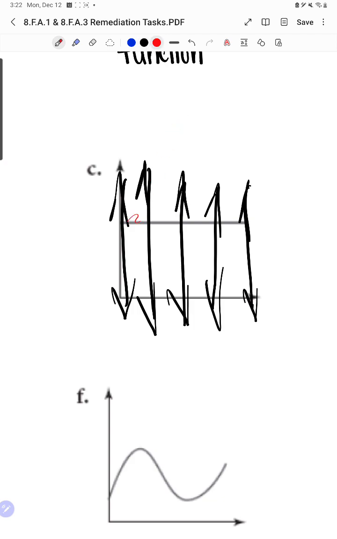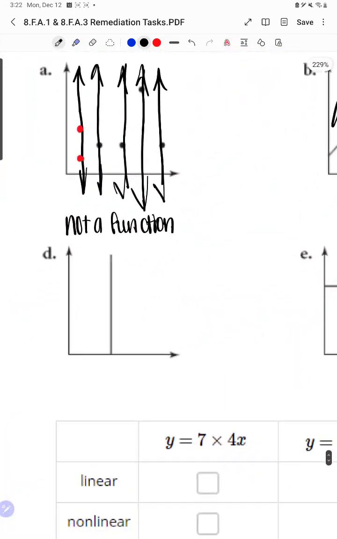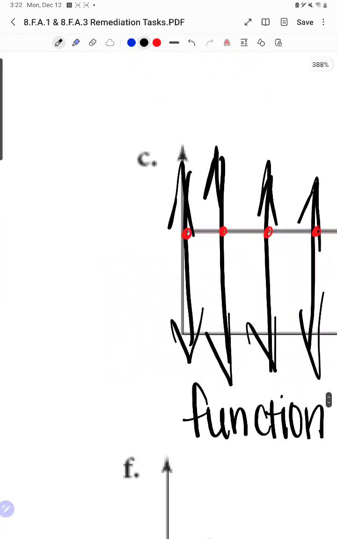All of these only pass through one time. So I know that this graph right here is a function. All right, so this graph right here, I want to go back to this one for just a second.